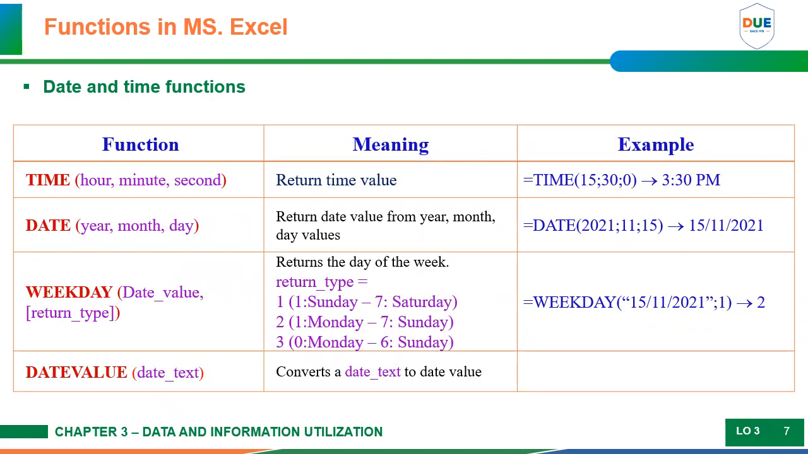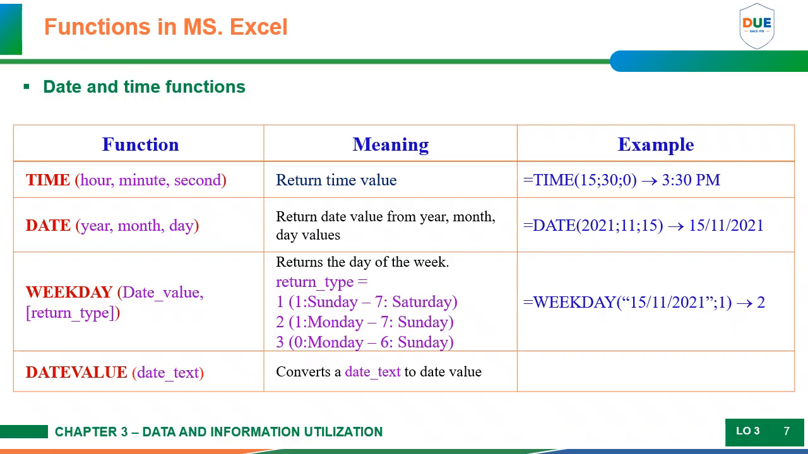TIME returns a time value. Example: TIME(15, 30, 0) returns 3:30 p.m. DATE returns a date value. Example: DATE(2025, 11, 15) returns November 15th, 2025. WEEKDAY returns the day of the week as a number.